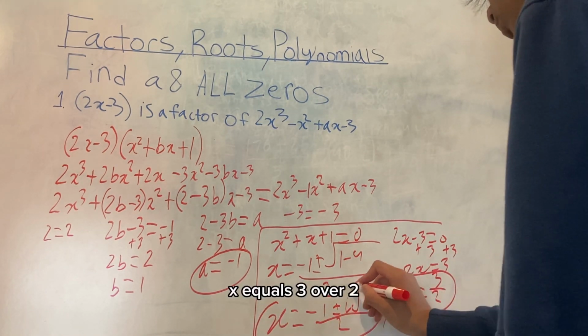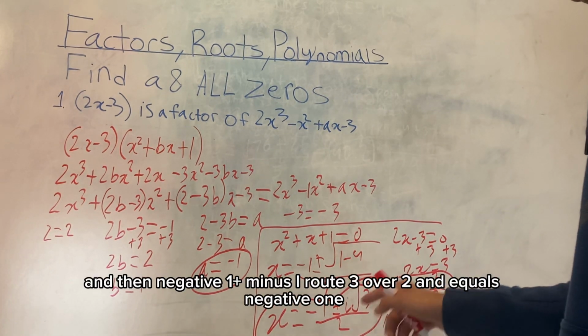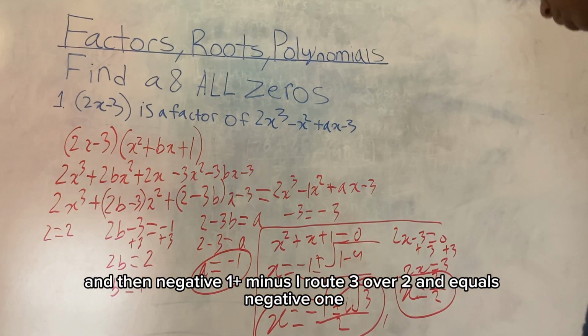x equals 3 over 2, and then negative 1 plus or minus i root 3 over 2, and a equals negative 1.